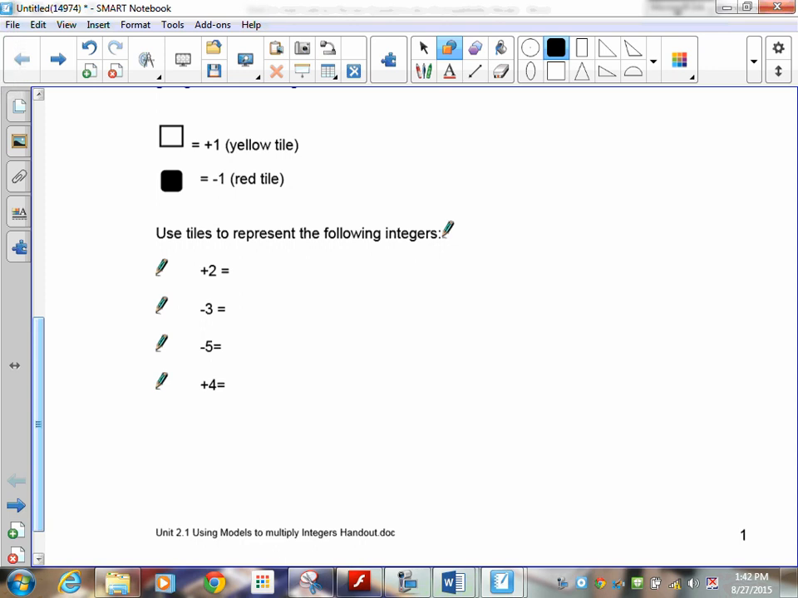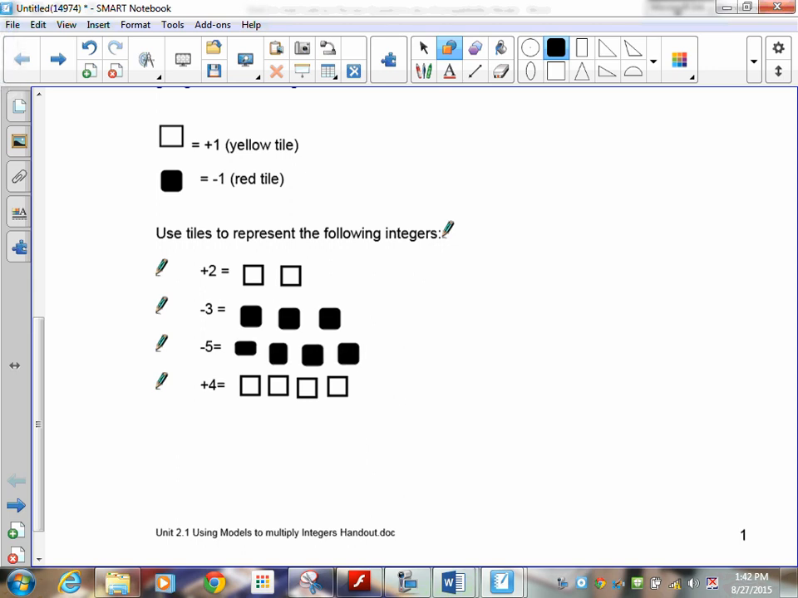All right, you should be done. So positive 2 is 1, 2. I'm going to go down to here. Positive 4 is 1, 2, 3, 4. The negative 3 is 1, 2, 3. The negative 5 is 1, 2, 3, 4, 5.